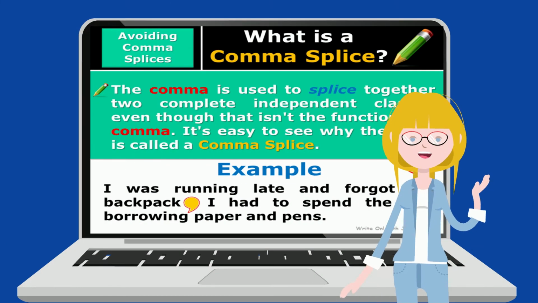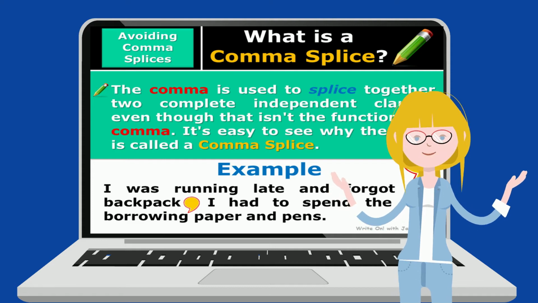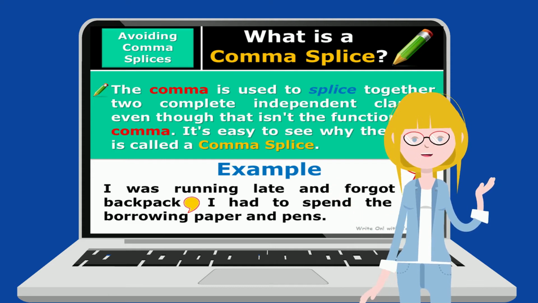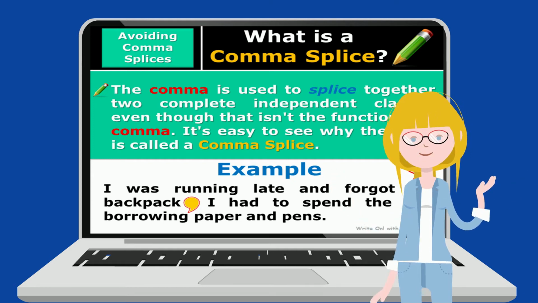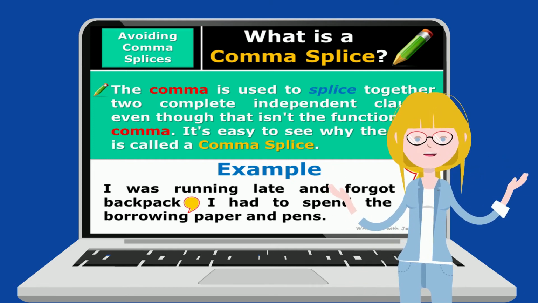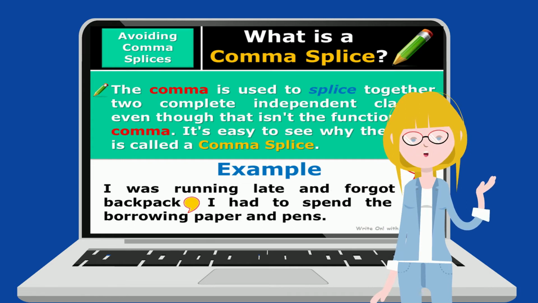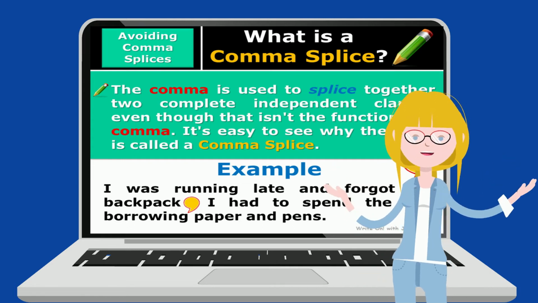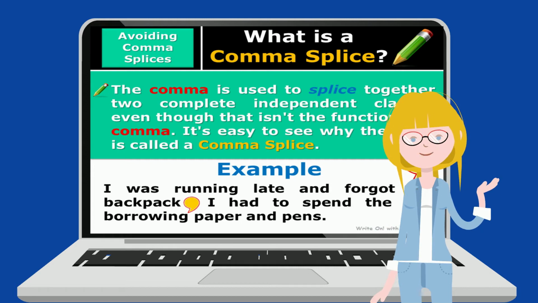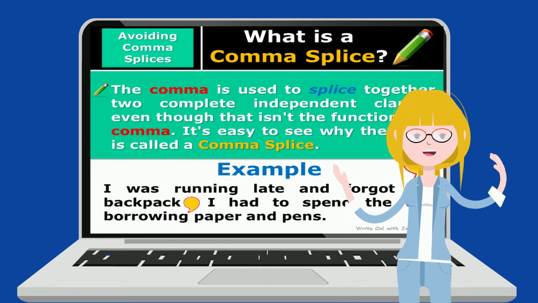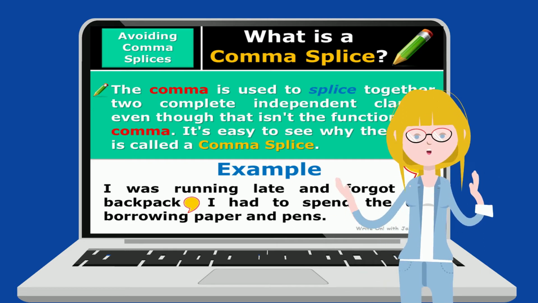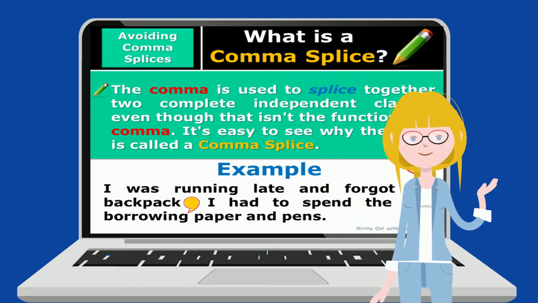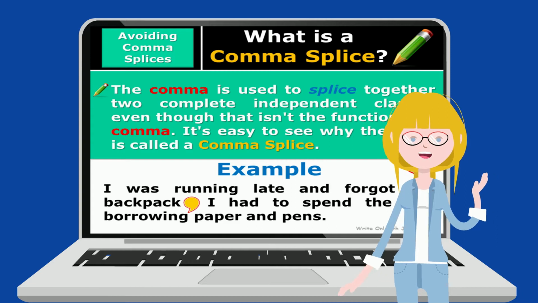The comma is used to splice or join together two complete independent clauses, even though that isn't the function of a comma. It's easy to see why this error is called a comma splice. Basically, whenever you join two complete sentences with a comma, you're going to have a grammar error. Luckily, this is a pretty easy error to correct. Let's take a look at the ways you can correct a comma splice.